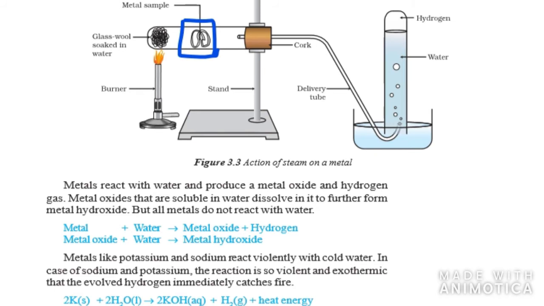Why a burner here? Because when you heat the glass wool soaked in water, it will release some water vapors, and they will go towards the metal sample and react with the metal. Now, metal and water when reacted form metal oxide plus hydrogen. Now, the metal oxide, if reacted with water again, will form metal hydroxide. So, this is very important.